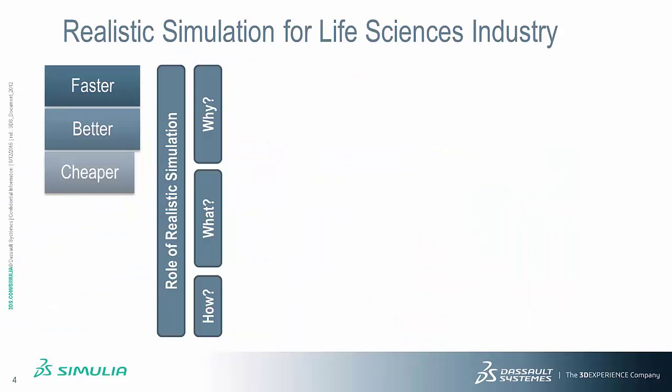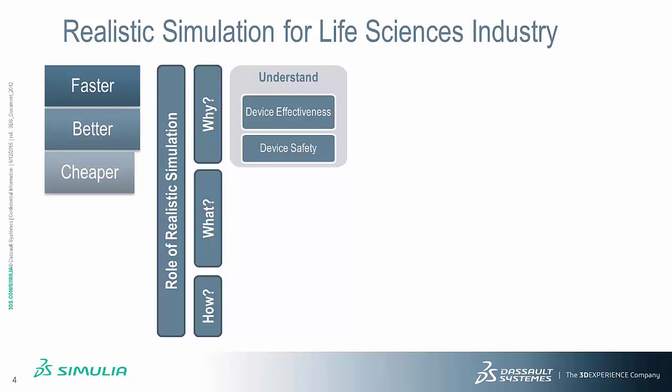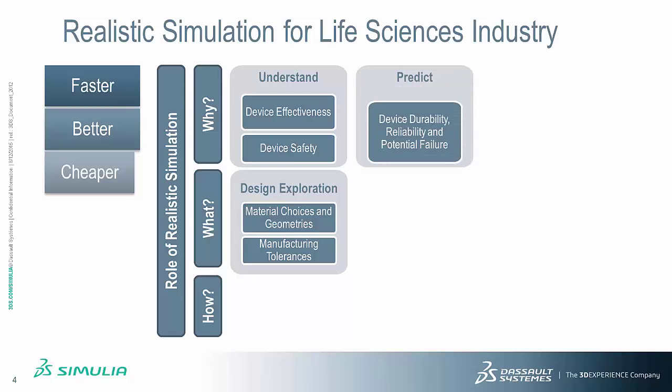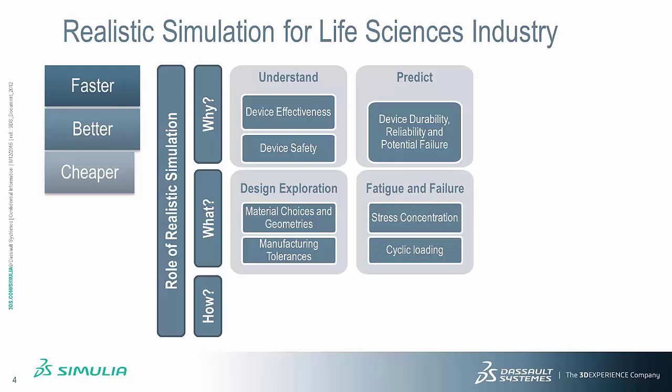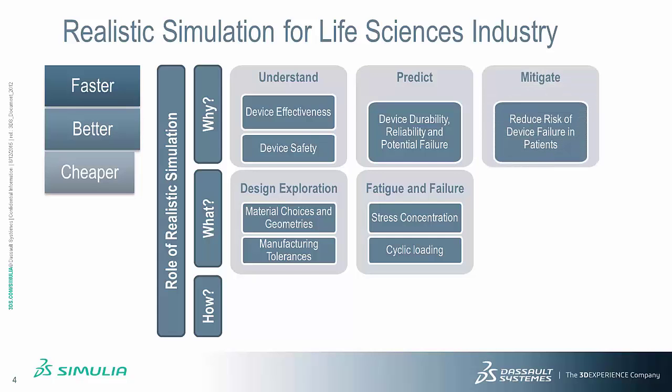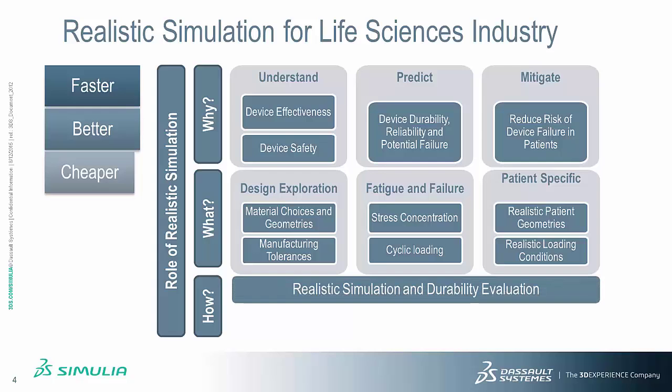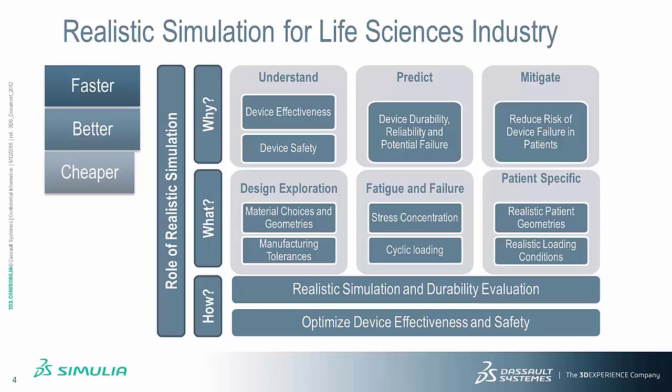Realistic simulation can play a significant role in achieving these goals. To understand device effectiveness and device safety, simulation can help design exploration by changing the material choices, geometries, and manufacturing tolerance. To predict device durability, reliability, and potential failure, a fatigue and failure analysis can be done for stress concentration and cyclic loading. To reduce the risk of device failure in patients, patient-specific simulation can be implemented by using realistic patient geometries and realistic loading conditions. All this can be achieved by realistic simulation and durability evaluation to optimize device effectiveness and safety.